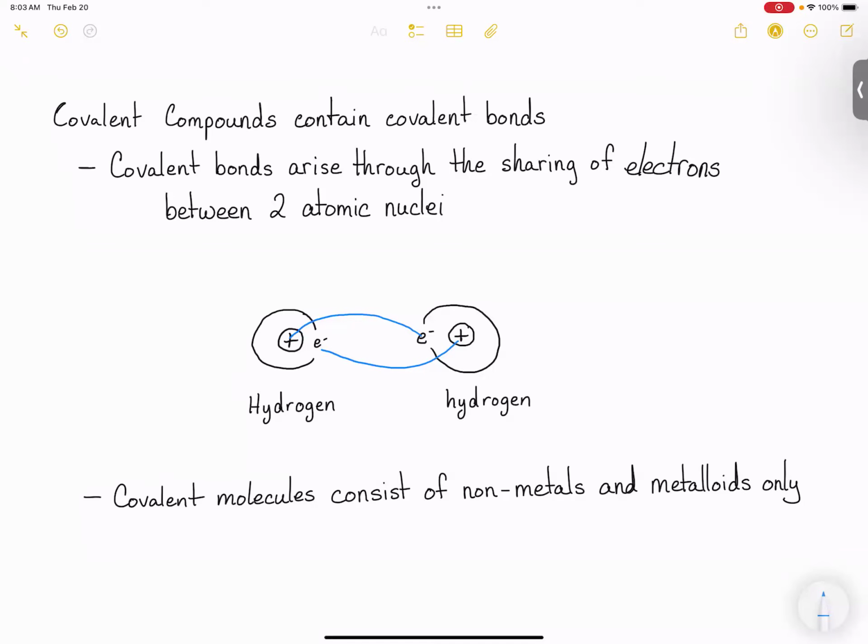Now, how are you going to recognize that you're working with a covalent molecule compared to that of an ionic compound? Again, I kept trying to emphasize that when you're dealing with an ionic compound, you have to have a metal or ammonium. So you're either going to have a metal cation or you're going to have the ammonium cation. Covalent molecules, you're going to be able to recognize them because they're going to consist of nonmetals and metalloids only, meaning there's going to be no metals present.